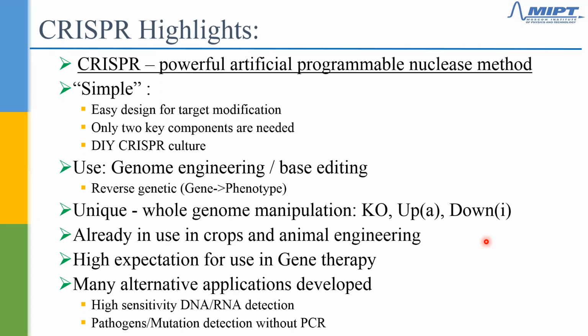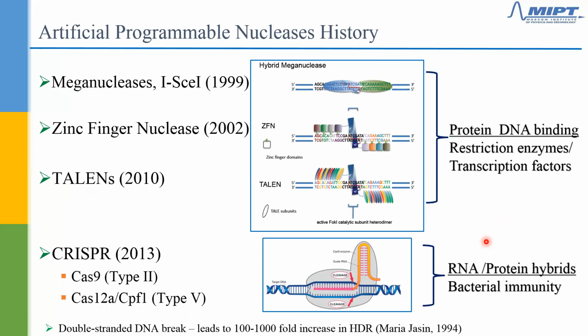Jumping out of basic science, it's already in use in crop and animal engineering: plants and animals with new features developed by genome engineering, particularly by CRISPR. And there is still high expectation for use of CRISPR in gene therapy. It's so versatile that many alternative approaches of using CRISPR developed. One of them is high sensitivity DNA and RNA detection, in pathogen detection. In this COVID epidemic, the CRISPR method has been employed, developed as an alternative to real-time PCR for detection of SARS-2. A kind of important note. Maybe a few of you have seen those papers.